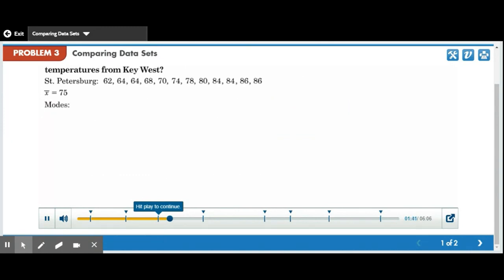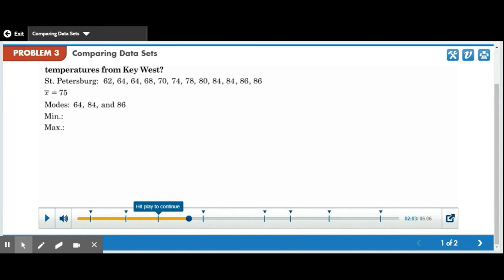The mode is the most frequently occurring value. The modes are 64, 84, and 86, each occurring twice. Now find the minimum and maximum.